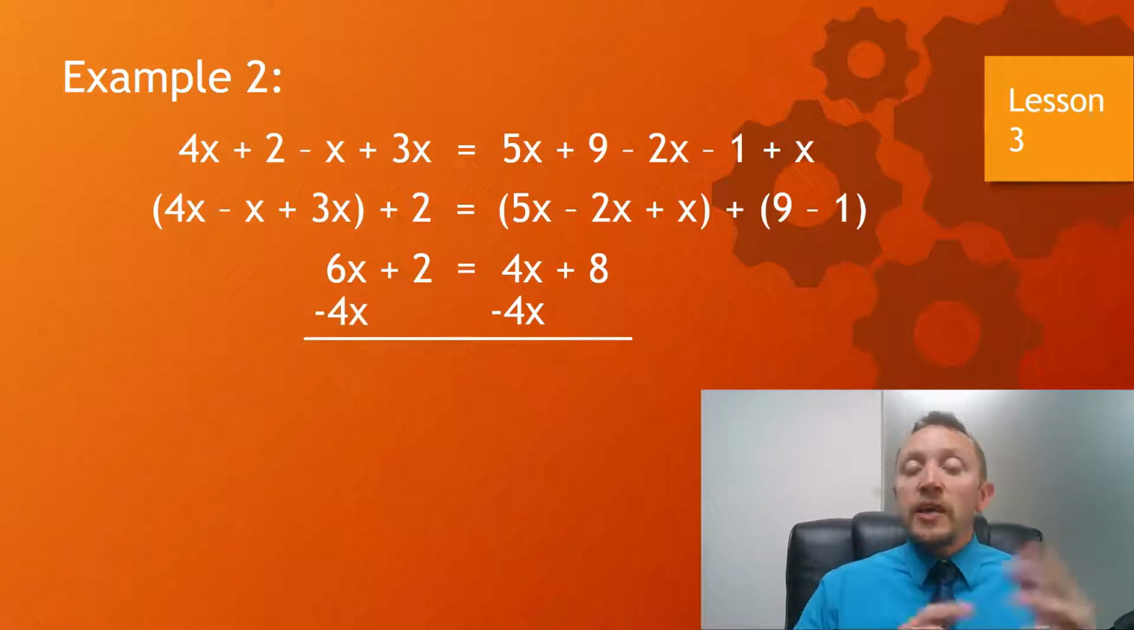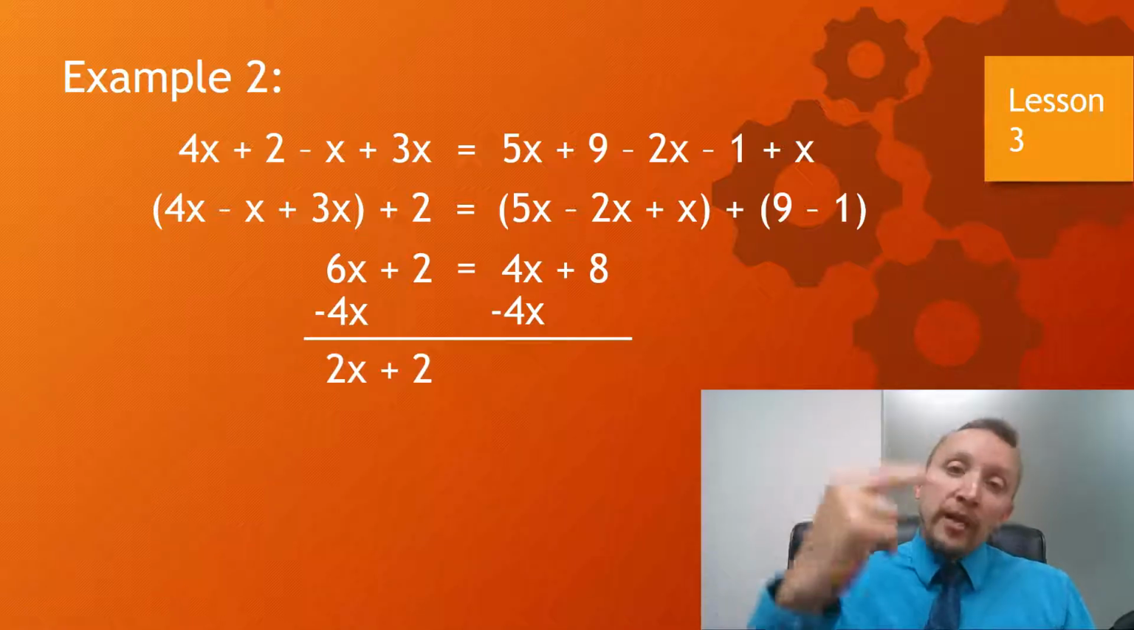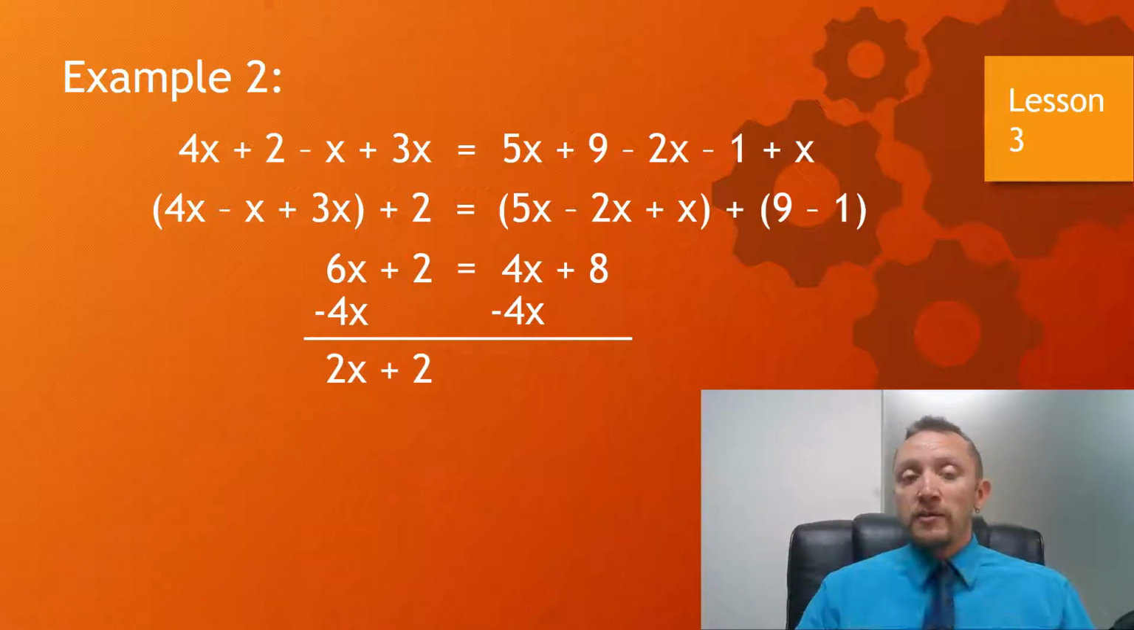Now 6x, take away 4x's, leaves us with 2x's. And then we bring down that 2 that we haven't done anything with yet. That poor 2, he's been lonely. We're going to get to him in just a minute. Now on the right side, 4x, take away 4x is gone, so there's no more x's. But the 8 is left over on the right.